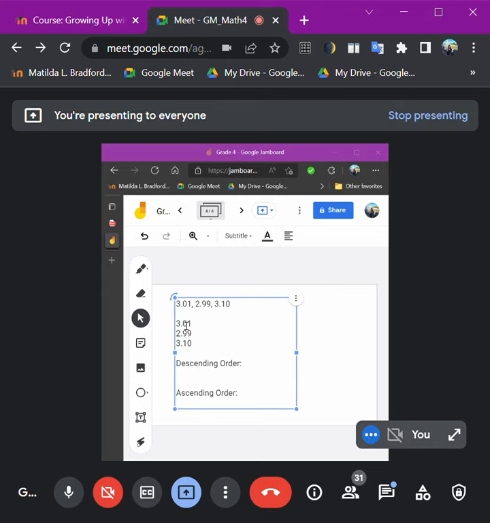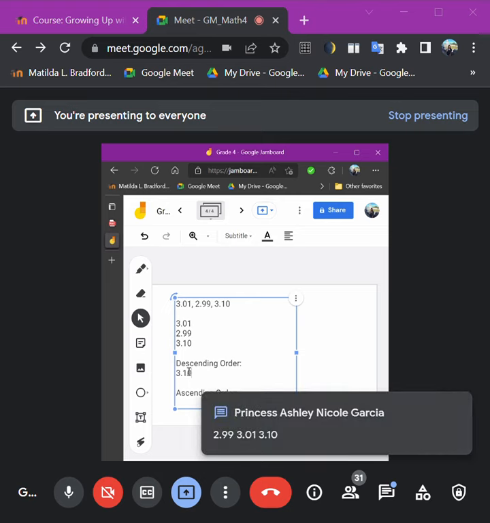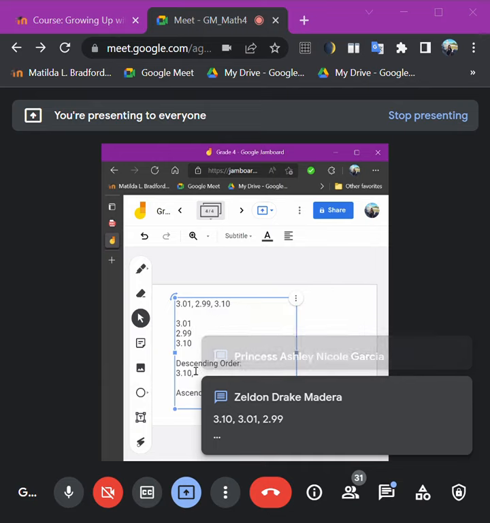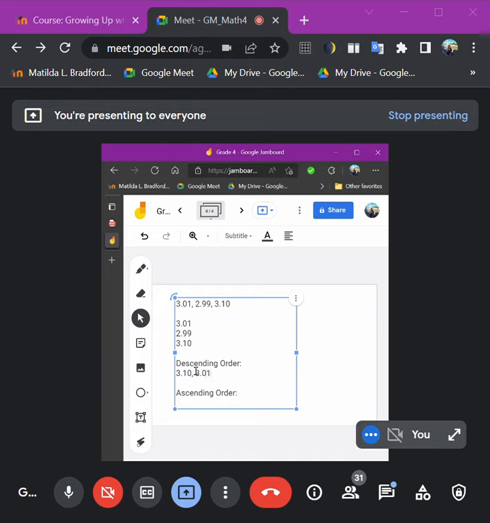That is, di ba, the 1. So, you can write that as your first. So, you have there 3 and 10 hundredths. And then, you can have the next, kay katunang imong gi-compare ganina. So, you have there 3 and 100ths. And then the last one, that is 2 and 99 hundredths. So that would be your descending order.